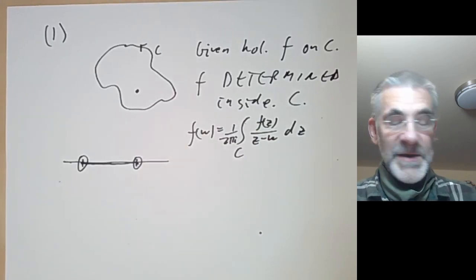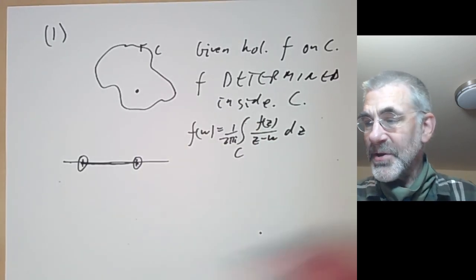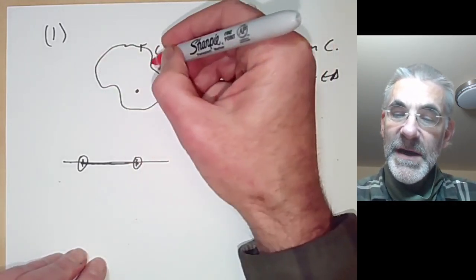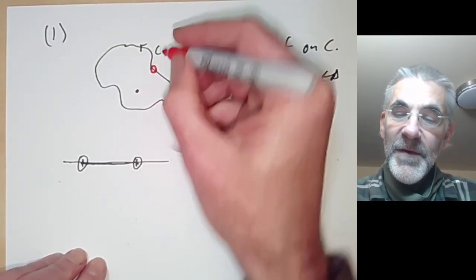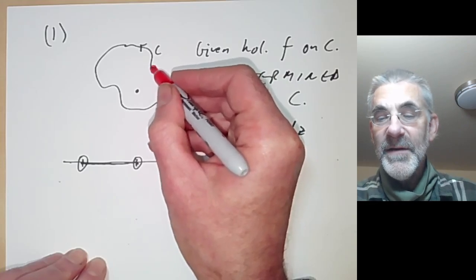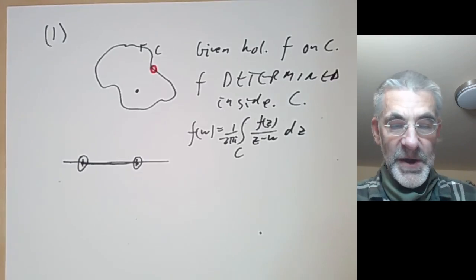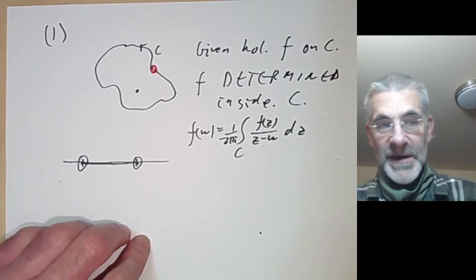Incidentally, this is a special case of something we're going to show later, which is that we don't even need to know f on the whole of C. Even if we know f on a tiny little piece of the curve C, that's enough to determine it there. This is called analytic continuation, and we'll be discussing it later.